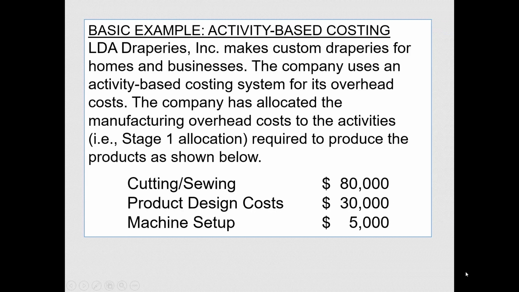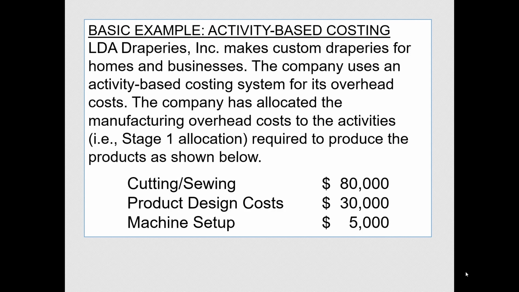Let's apply the idea behind activity-based costing and look at a basic example. LDA Draperies, Inc. makes custom draperies for homes and businesses. The company uses an activity-based costing system for its overhead costs. The company has allocated the manufacturing overhead cost to the activities, that is a Stage 1 allocation, required to produce the products as shown below.